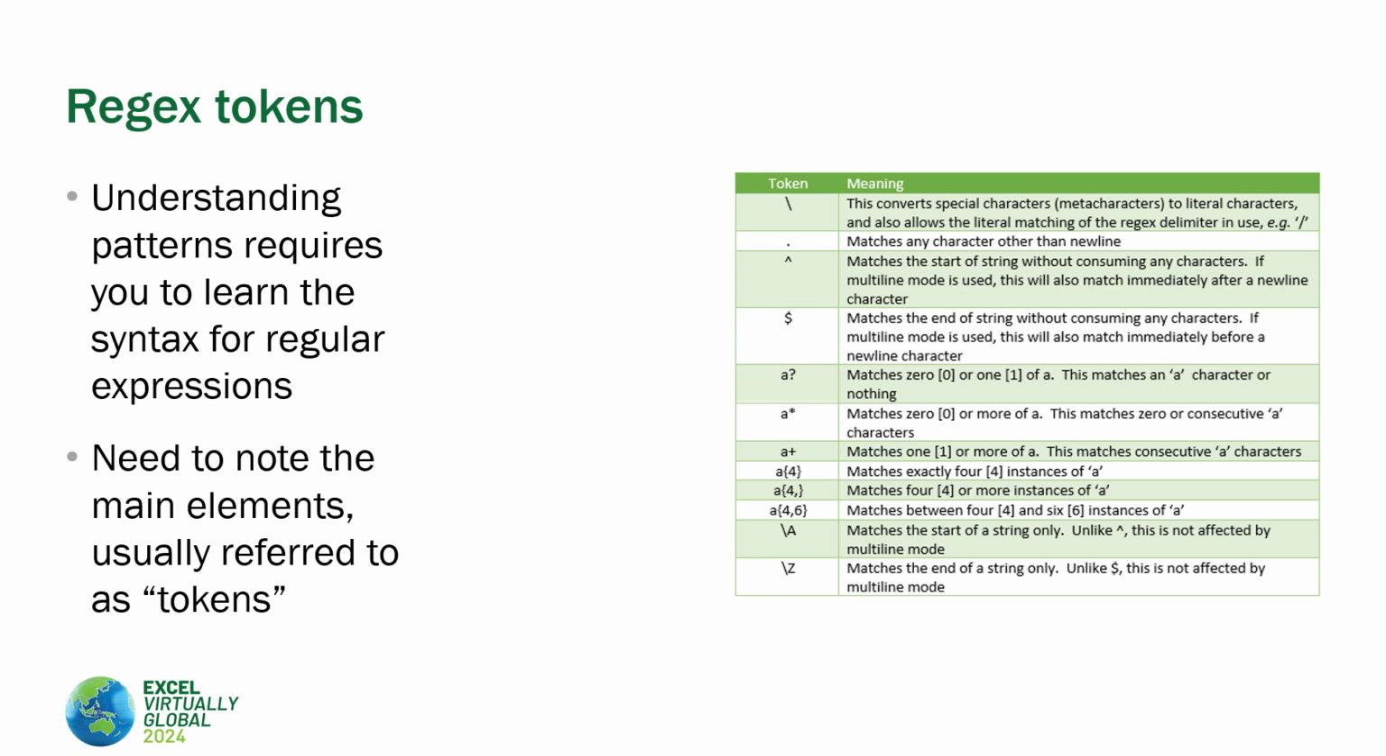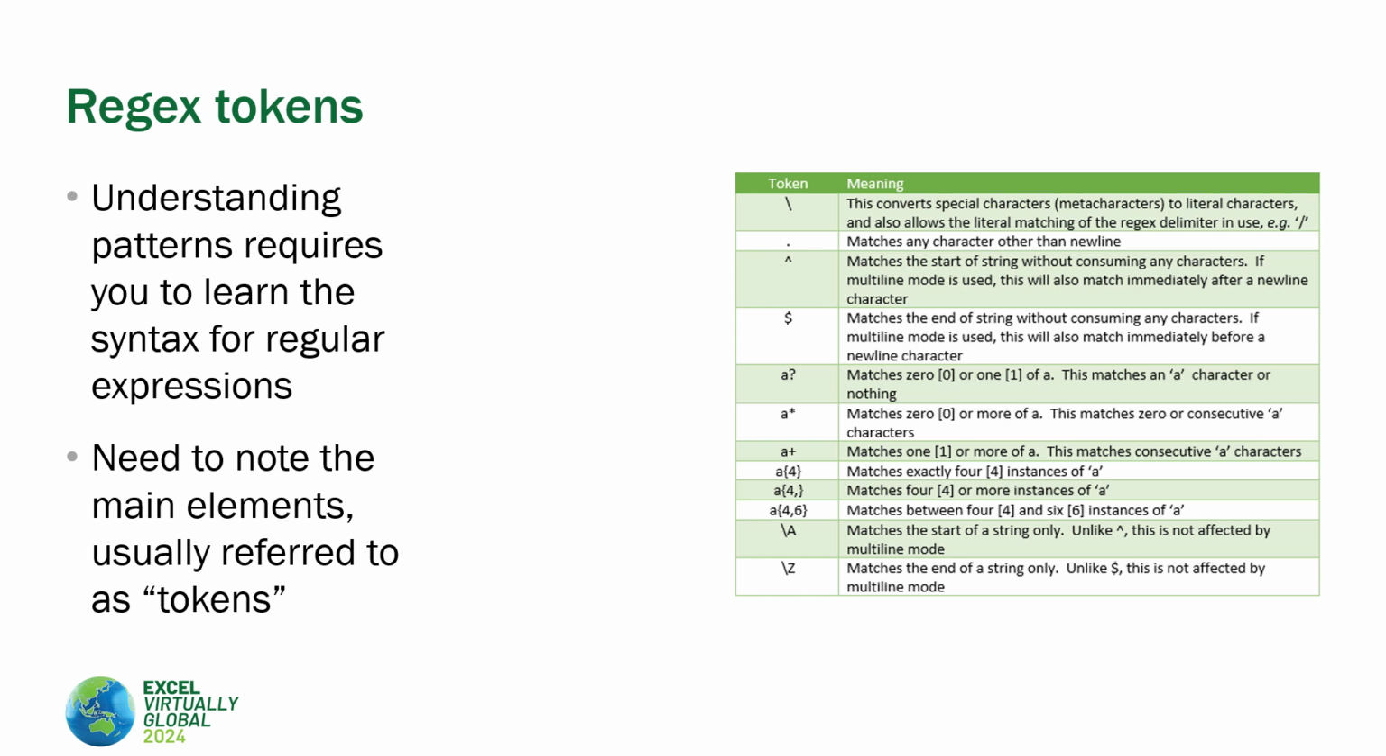A star, on the other hand, an award I wish I'd got sometime in my pre-university life, never managed it, matches 0 or more occurrences of A. And so it's looking for consecutive A appearances in there. A plus, again, another grade I never got, matches 1 or more of A. So it can't be 0, it's got to be 1 or more. So this, again, matches consecutive A characters.